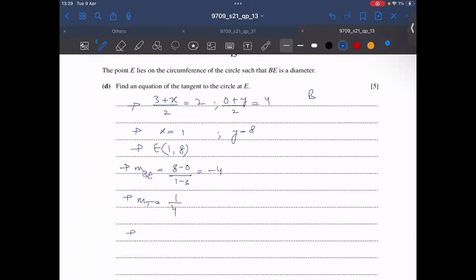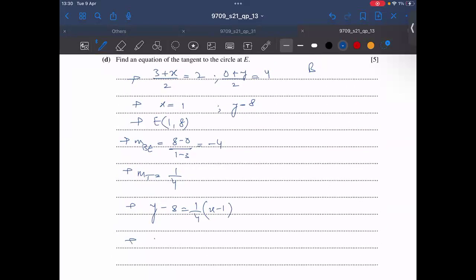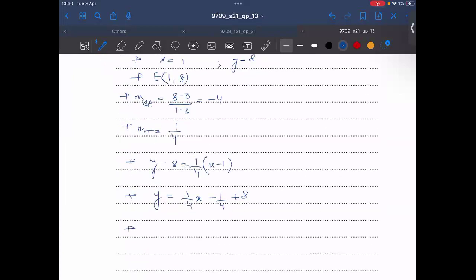And I have the coordinates of point E as well. So I'm going to substitute the coordinates of the point E in the equation of the straight line: y minus 8 is equal to 1 over 4 into x minus 1. Is it clear or not, Ms. Iman? Y is equivalent to 1 over 4 x minus 1 over 4 plus 8. So y is going to be equal to 1 over 4 x, minus 1 plus 32, that is plus 31 over 4. Y is going to be equal to 1 over 4 bracket x plus 31. Is it clear or not, Ms. Iman?